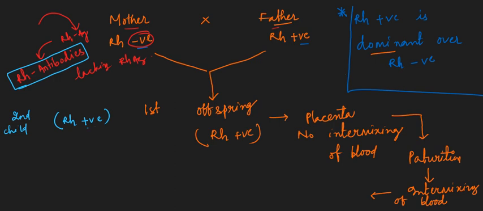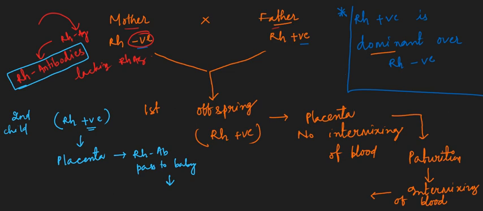And this baby has an Rh positive blood group. So the placenta develops like this. Placenta develops. Then what will happen? Then these Rh antibodies will travel to the baby's body through this placenta. Through this placenta, the Rh antibodies will pass to the baby.